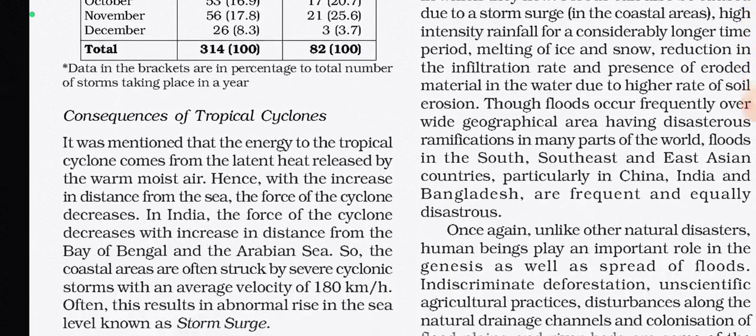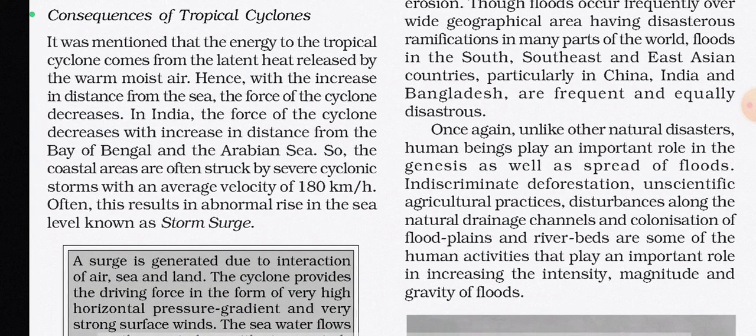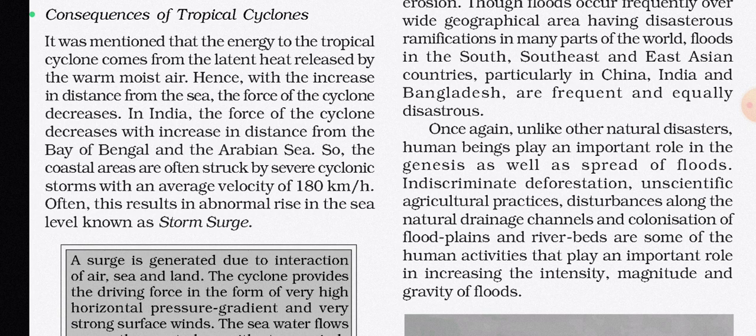We see the consequences of tropical cyclone. Look, it was mentioned that the energy to the tropical cyclone comes from the latent heat released by the warm moist air. Hence, with the increase in distance from the sea, the force of the cyclone decreases. In India, the force of the cyclone decreases with increase in distance from the Bay of Bengal and the Arabian Sea. So, the coastal areas are often struck by severe cyclonic storms with an average velocity of 180 km per hour. Often this results in abnormal rise in the sea level known as storm surge.